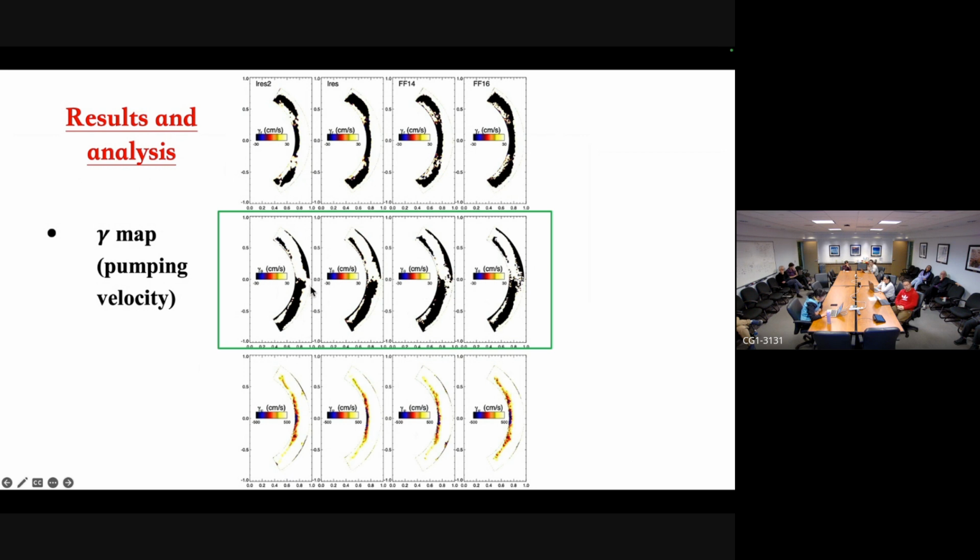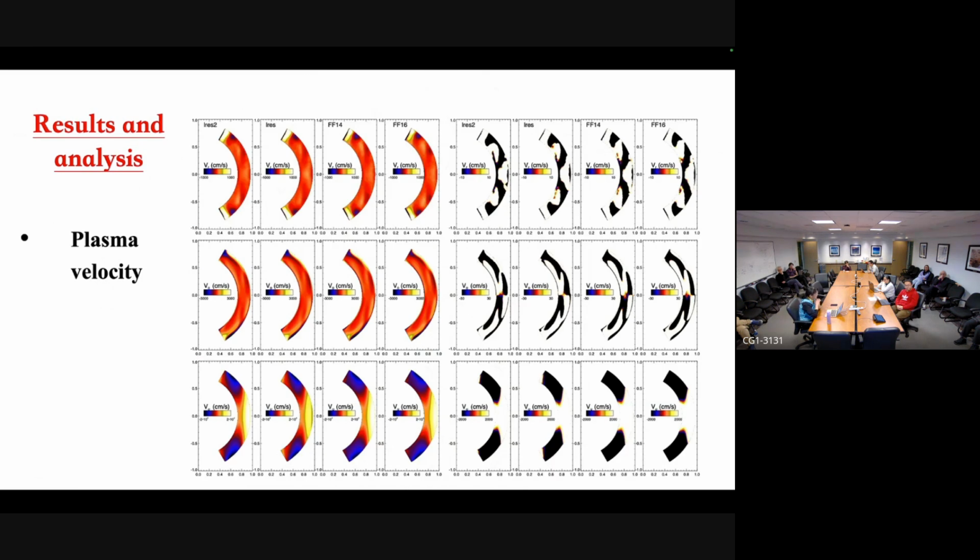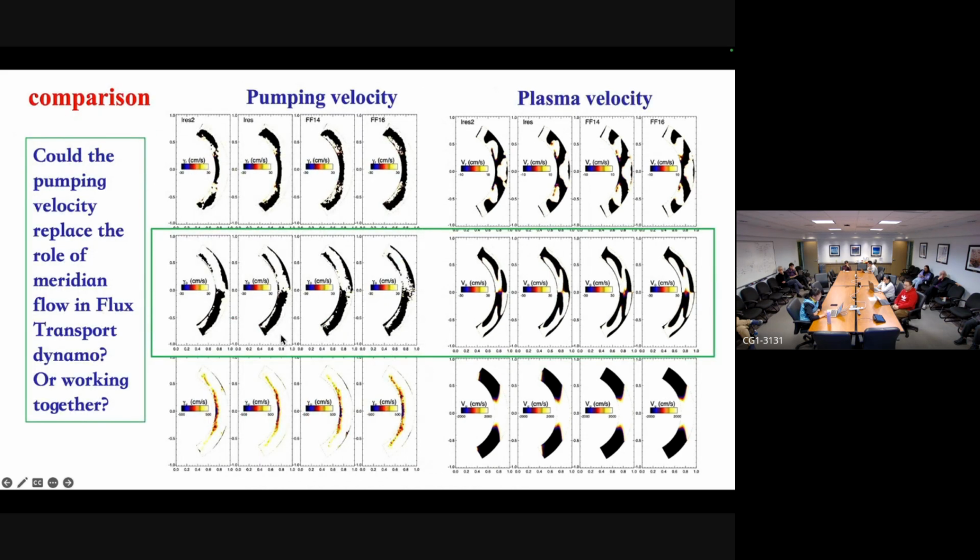Notice this is exactly what the flux transport model needs, right? And then I also plot out this plasma velocity. Here I compare the pumping velocity and the plasma velocity. If you look at the plasma velocity, it's not that regular, but we always see people talk about multiple meridional circulations in the simulation, right? And observationally from helioseismology, people are also talking about multiple meridional flows, right?